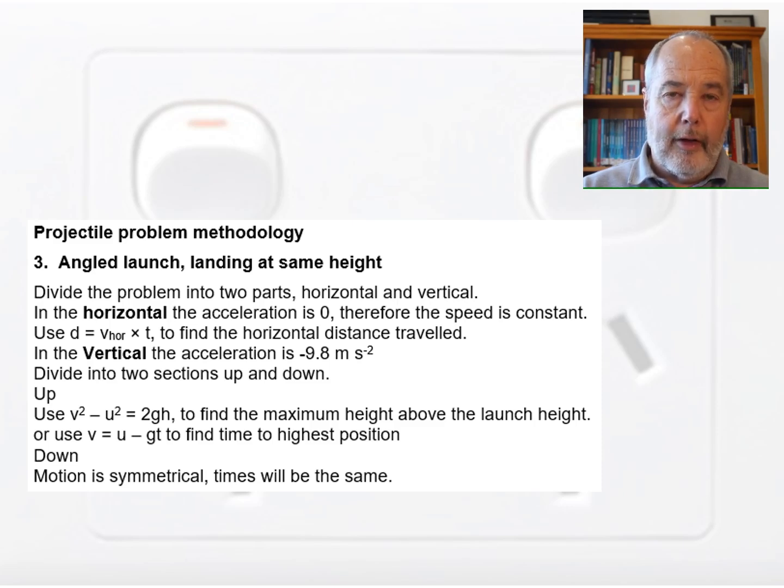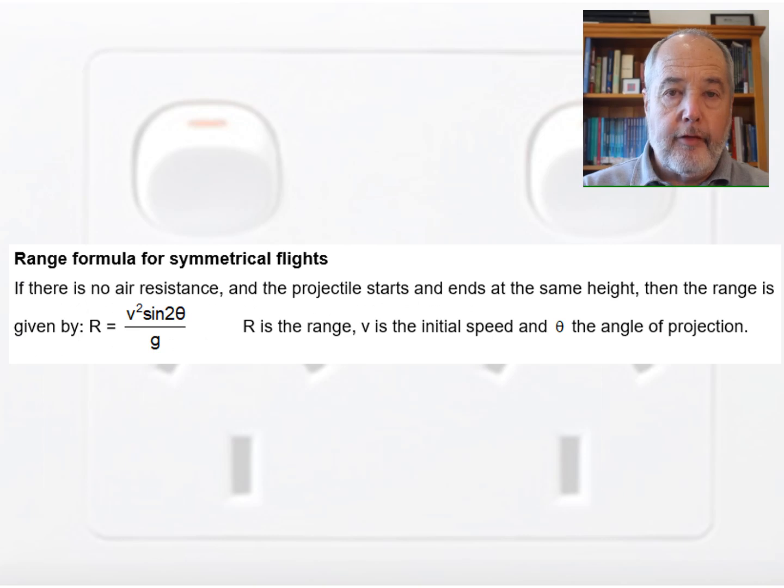If we know how long it takes to get to the top, then we can double that to find the time of flight. Once we know the time of flight, we can use that to find how far it travels, to find what its range is. If there is no air resistance and the flight is symmetrical, you can use the range formula, which is the range is equal to v² sin 2θ over g. I caution you in using this formula because it is often misapplied.